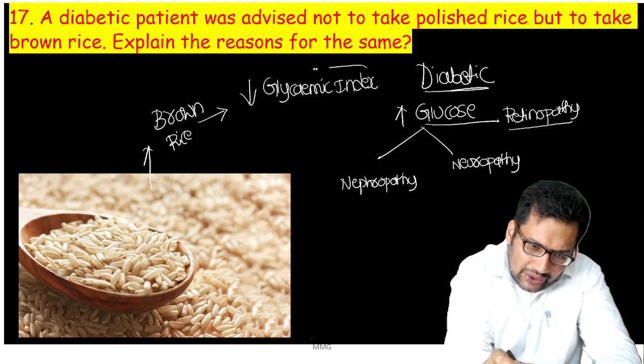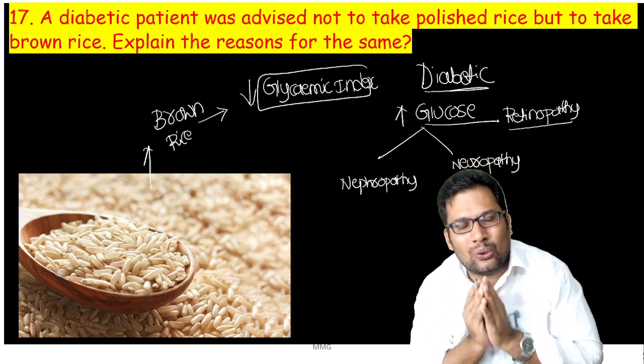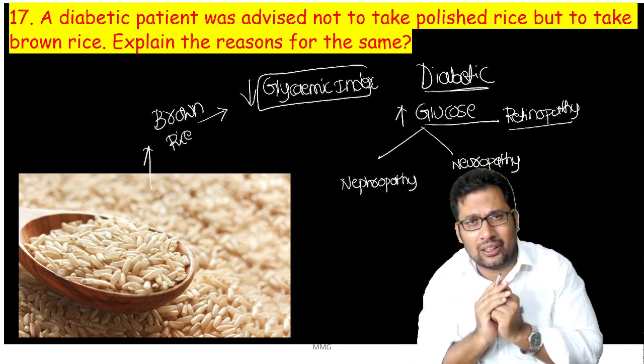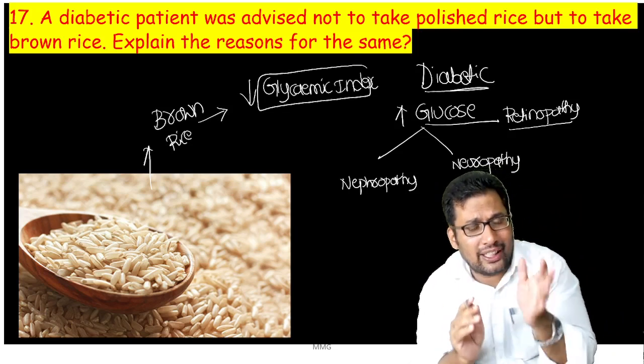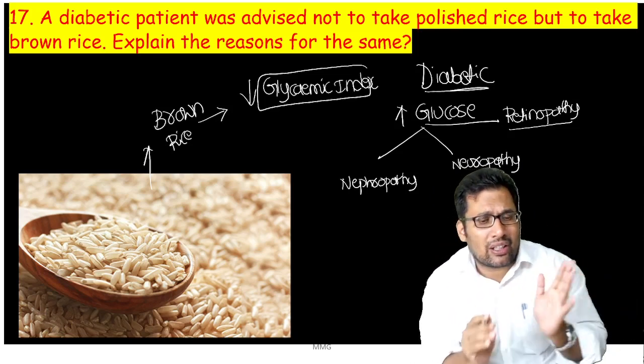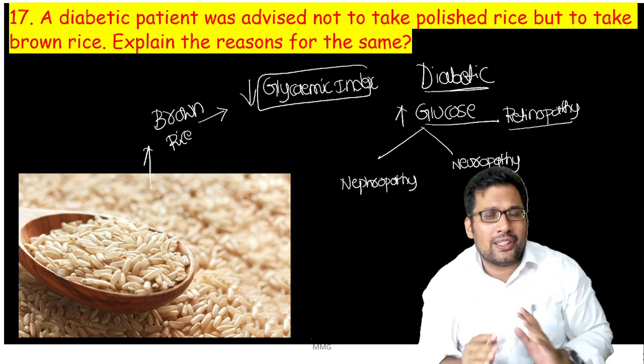It has a low glycemic index. Because of this phenomenon, there won't be a sudden rise in glucose level. So the aim is to maintain normal glucose level. For that purpose, you should take low glycemic food. An example is brown rice.